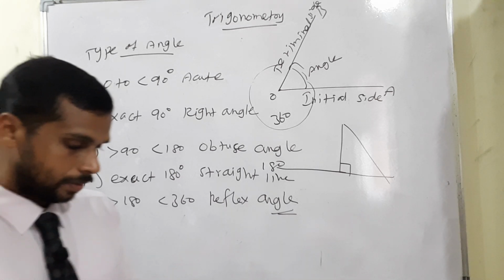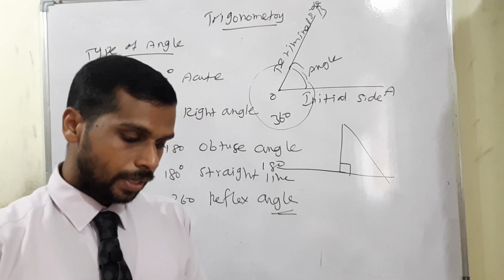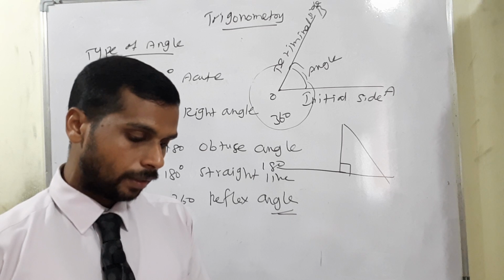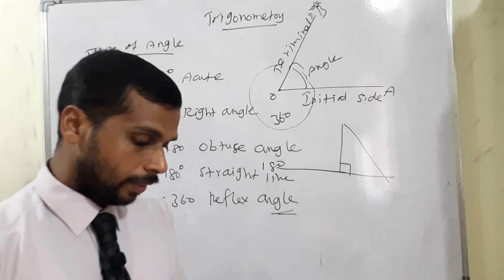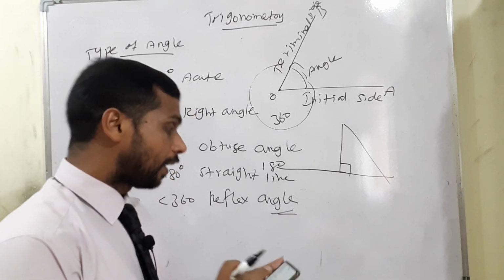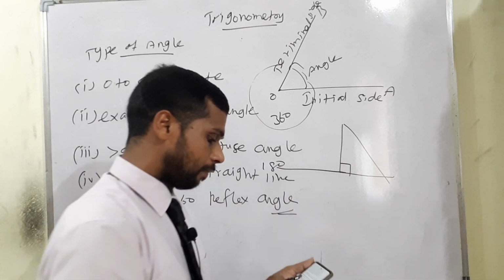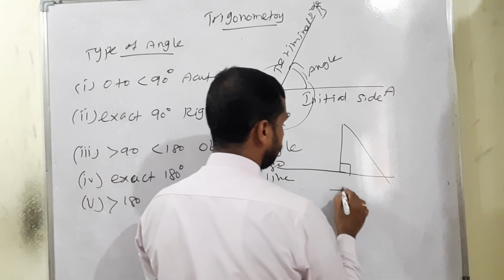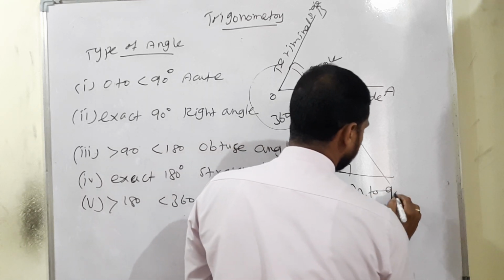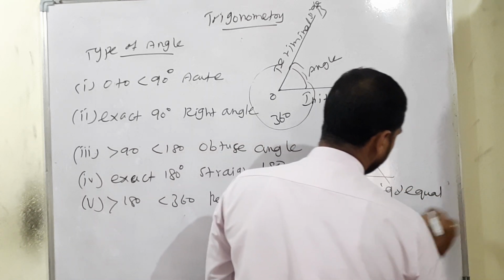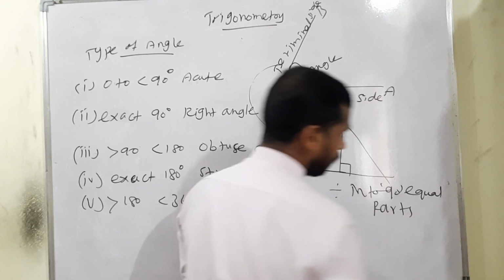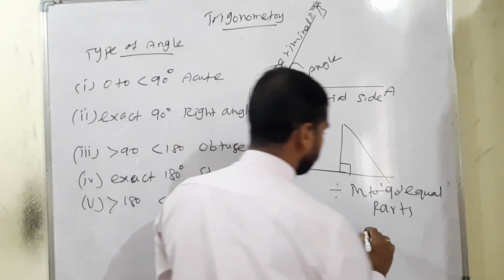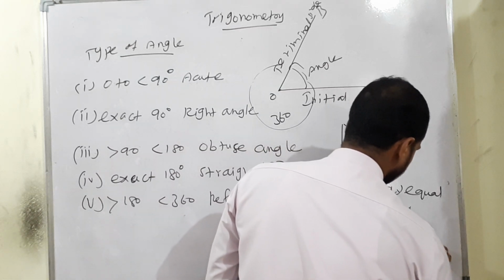Then another continuation of the concept, the sexagesimal system, isn't it? The decimal system is already there. 3.2.2, the different systems of measuring angles. Where is the right angle? The right angle is divided into 90 equal parts, and that is called a degree. This is an important question that may come.